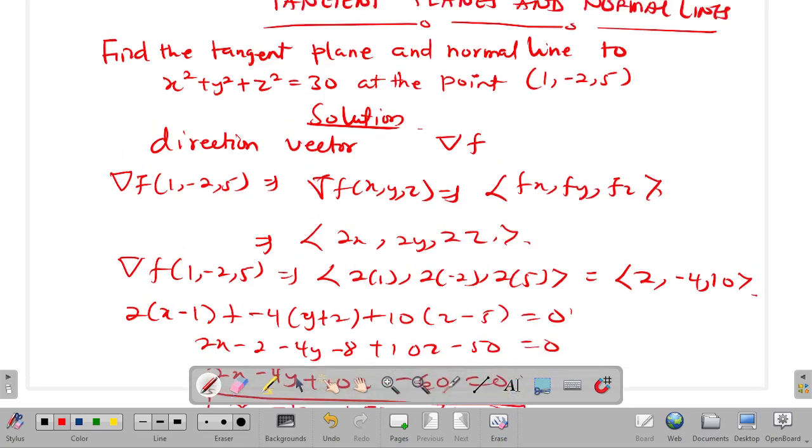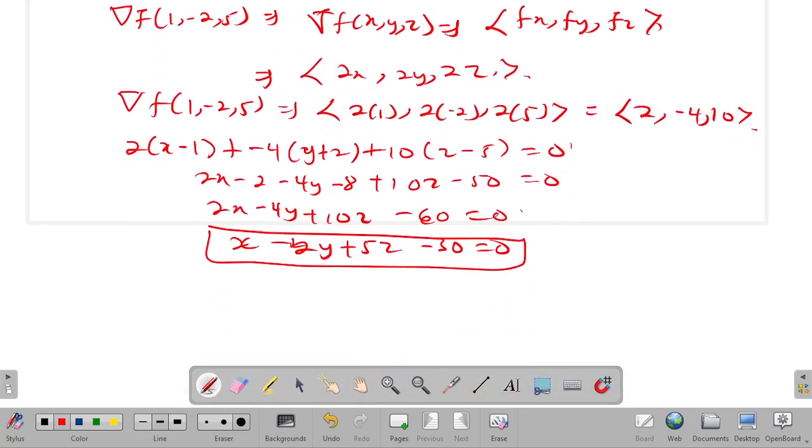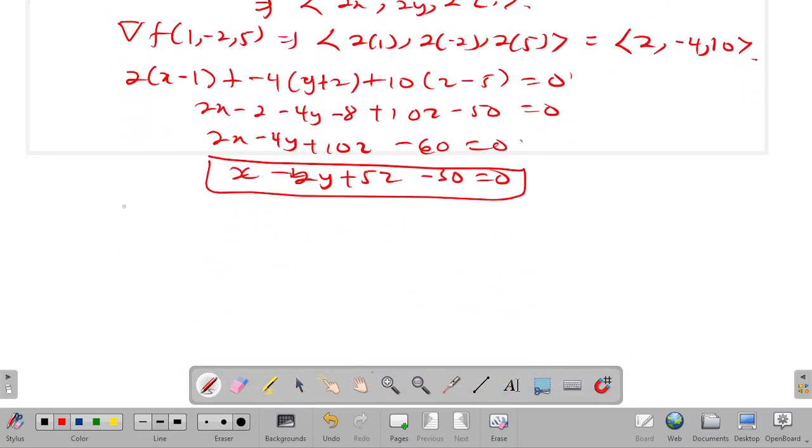Let's find the equation of the normal line. For the equation of a normal line, we have three types of equations: the parametric, the symmetric, and the vector equation. Let's first find the vector equation. The vector equation r of t is always our known point r naught plus t multiplying our gradient function. So the direction vector now becomes our gradient, and that's all.